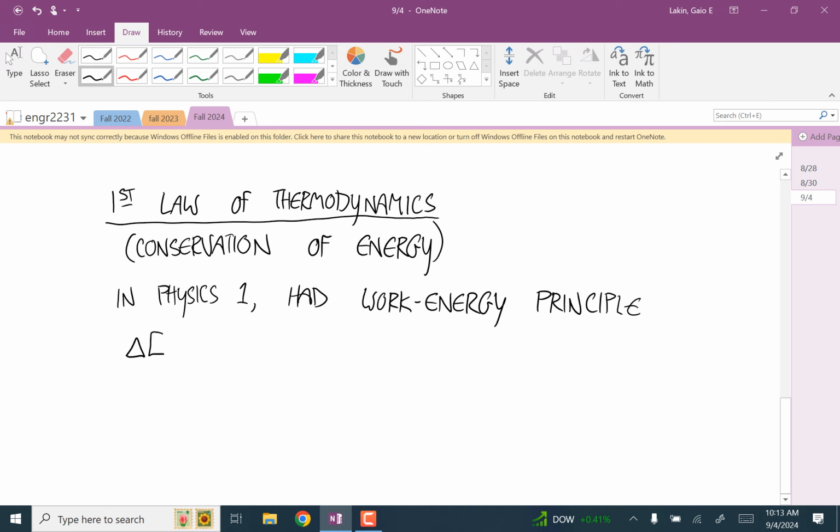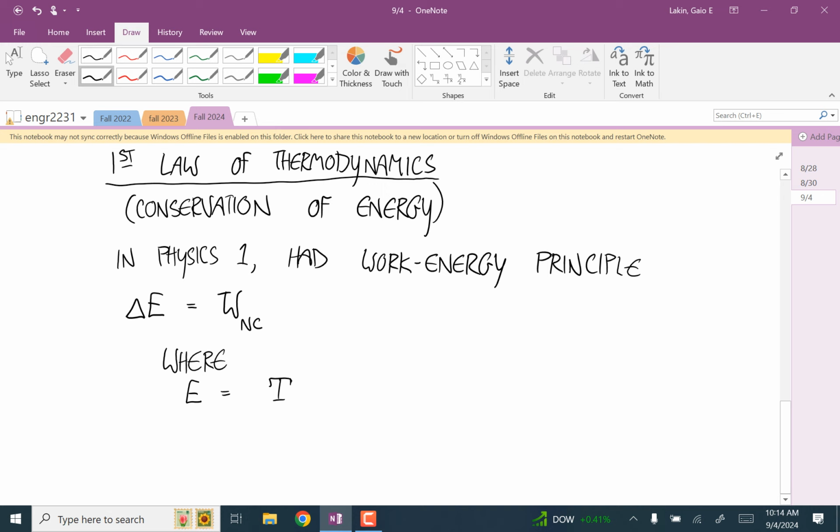the change in energy is equal to the work done by non-conservative forces. And E is defined as the kinetic energy, I'll call that T, plus the potential energy, I'll call that V.